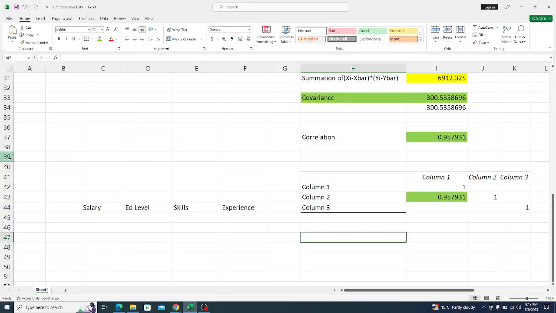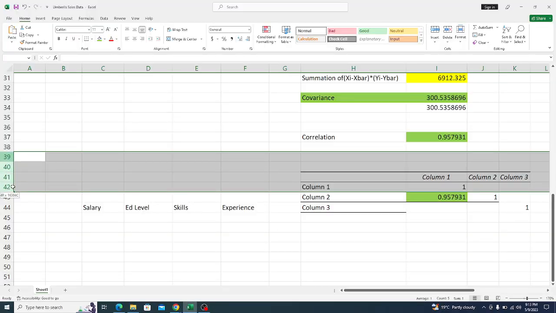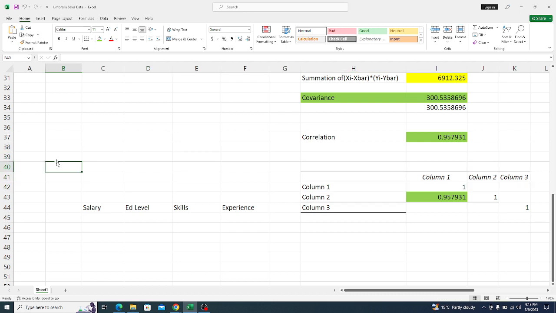From what I've understood, when you have covariance and correlation, when one is positive, the other one must be positive. Is there a scenario where one is positive and the other one is negative? I've never come across that case.